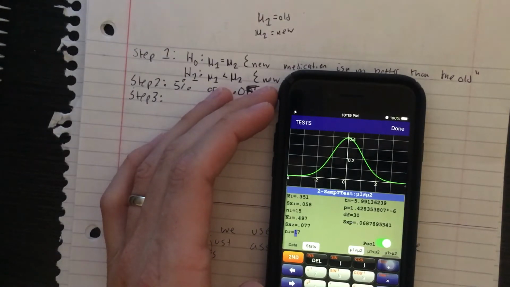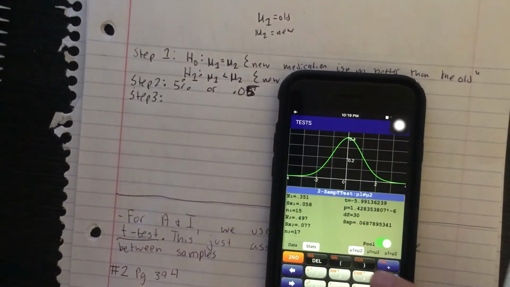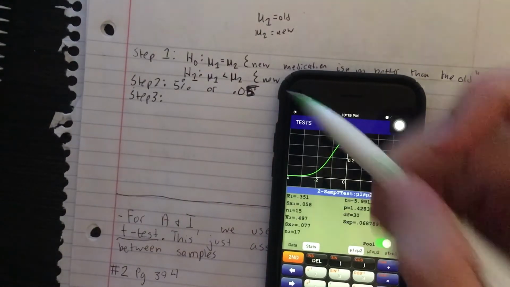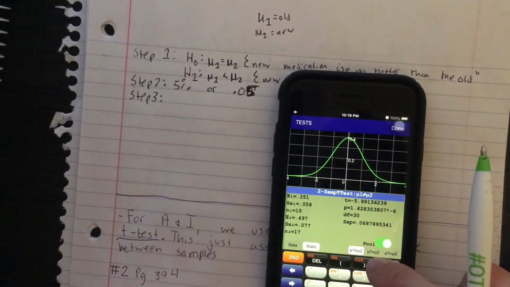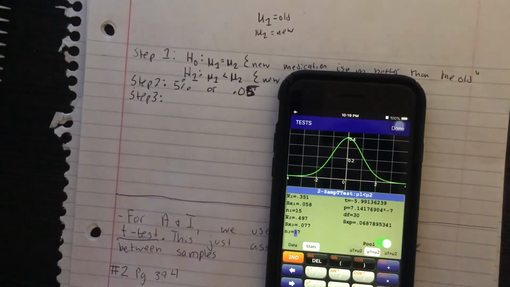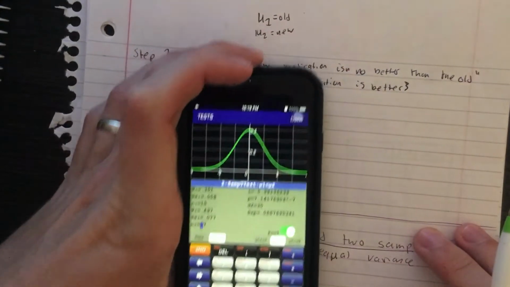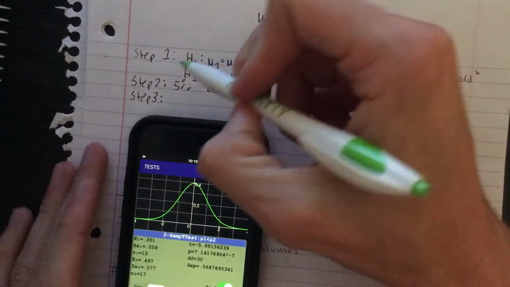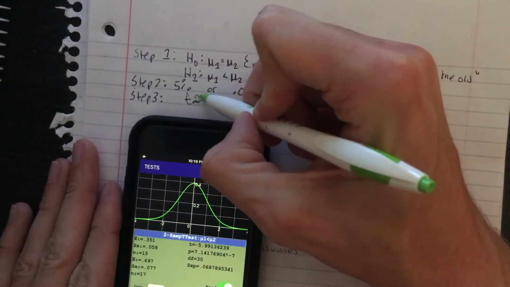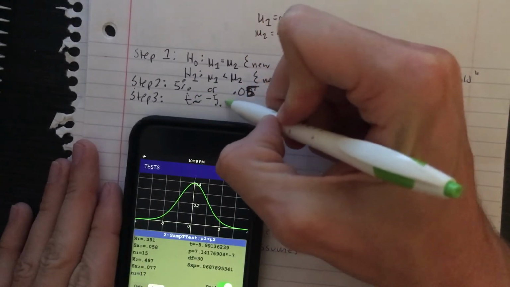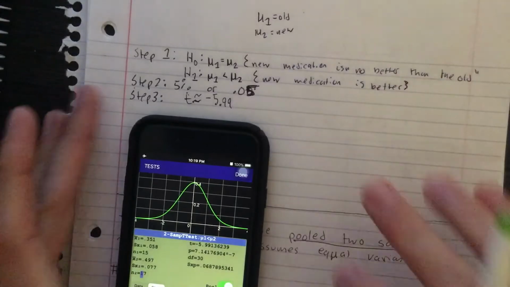And so with that, we do have to make sure that our hypothesis here lines up with our hypothesis there. So I'm going to go with that the old medication is less than the new medication right there. And so what we end up with here for our test statistic, t, is going to be approximately negative 5.99, rounding that off to the third sig fig.